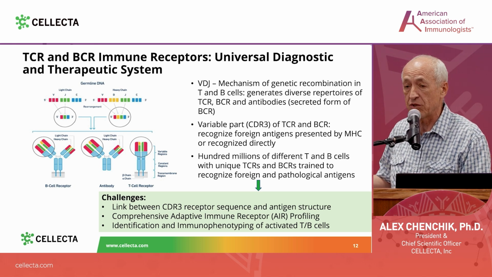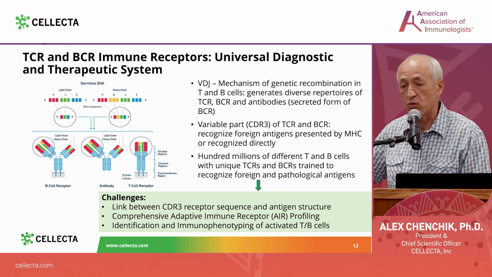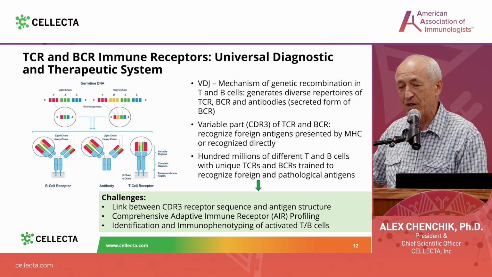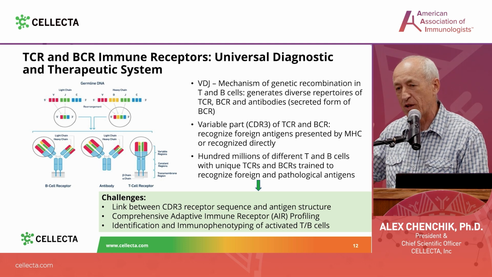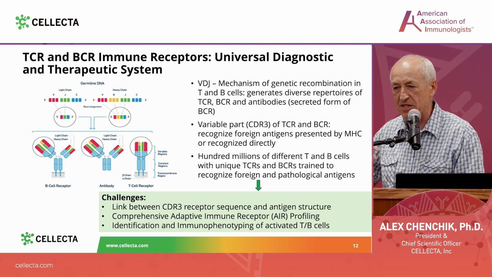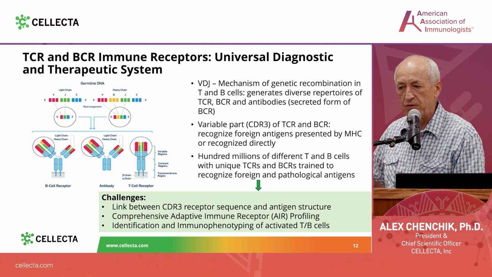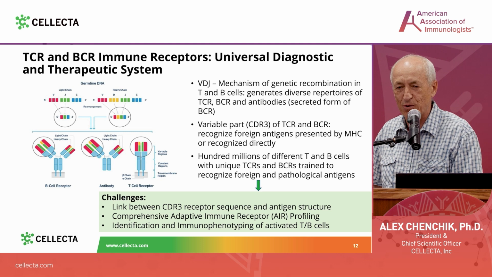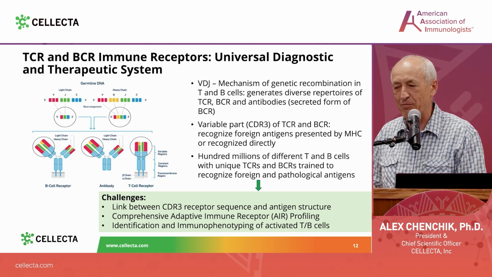The second problem: we need to understand that this system is a universal diagnostic and therapeutic system created by nature. The goal of this system is to discover any foreign or pathological antigen in the human body and try to fix it using a combination of innate and adaptive immunity and multiple other immunological mechanisms. So this can be a universal diagnostic system for any human disease. And why is nobody using it right now? Because, again, of the enormous complexity of this system.